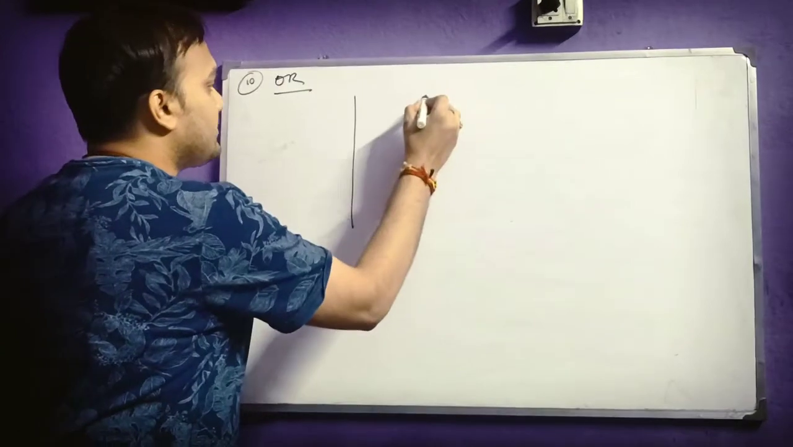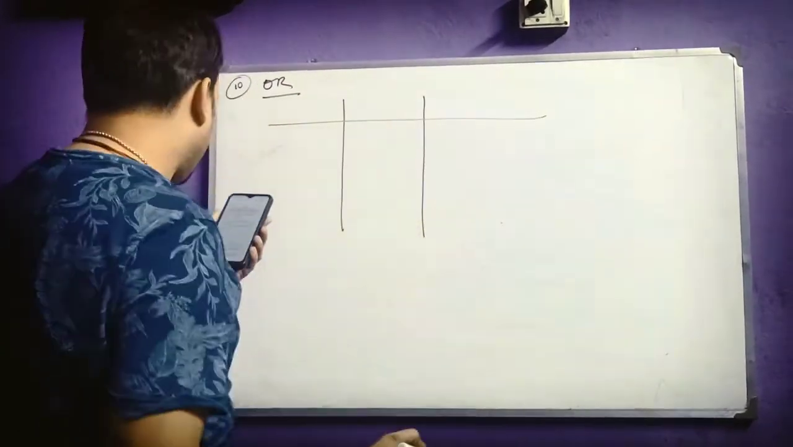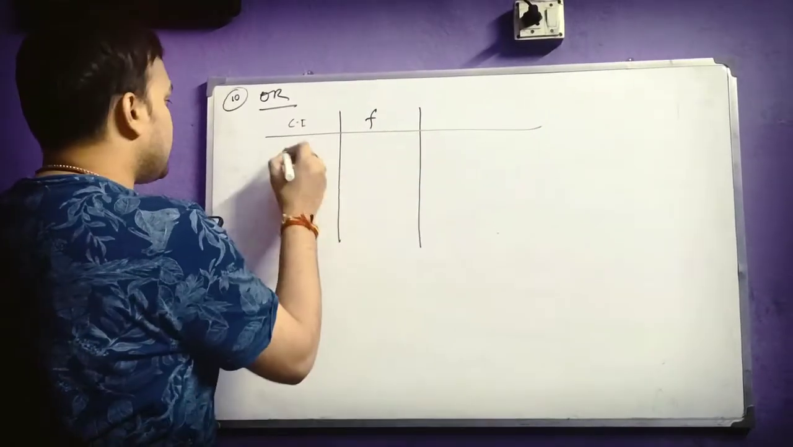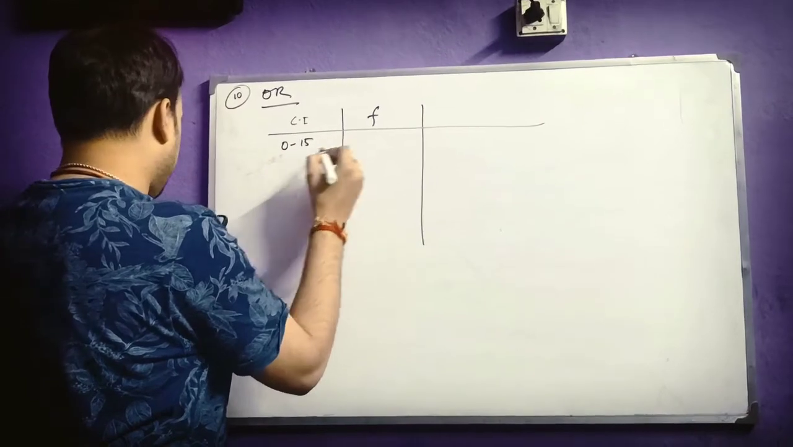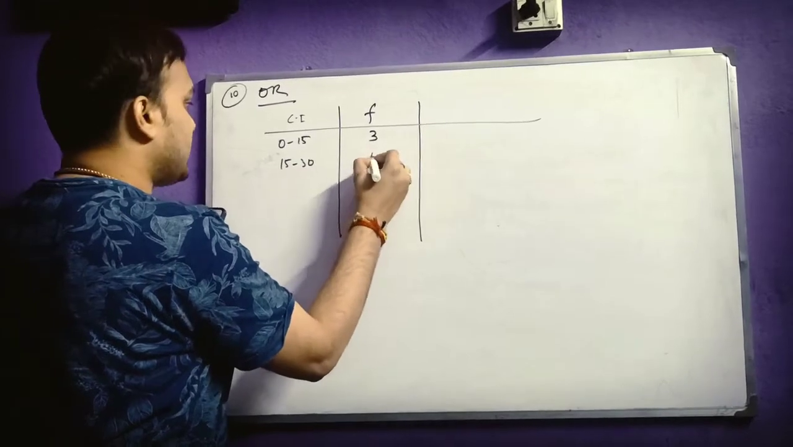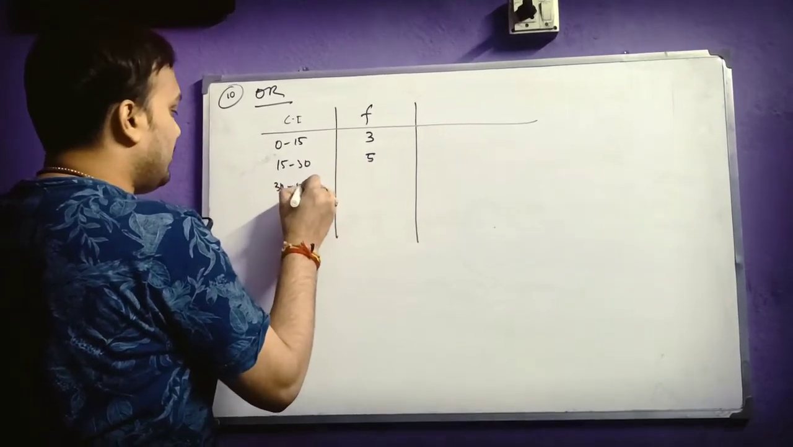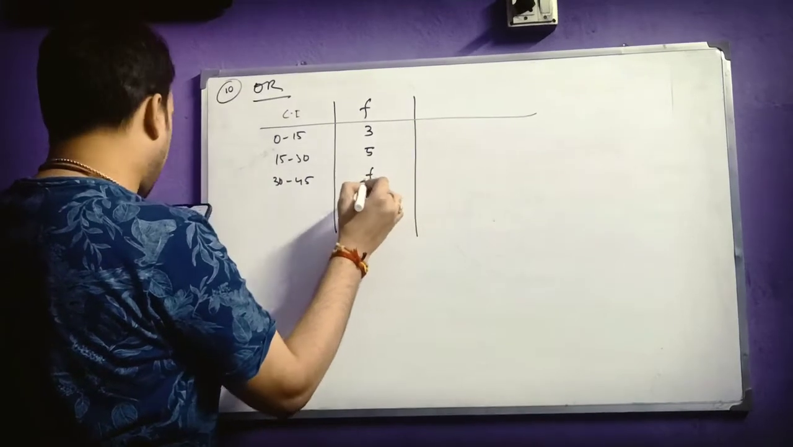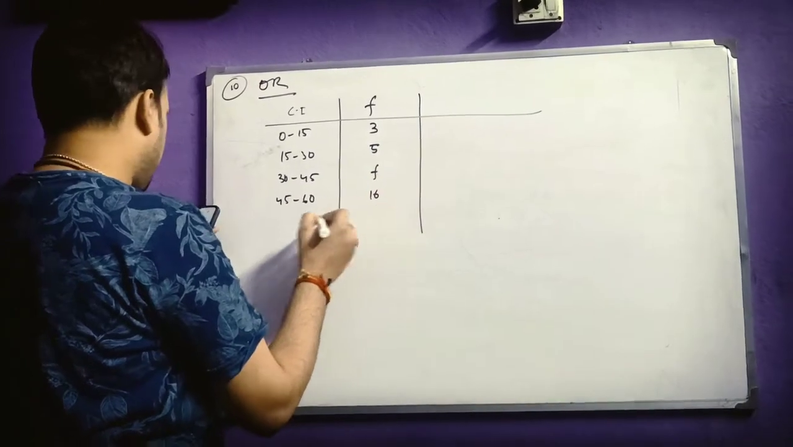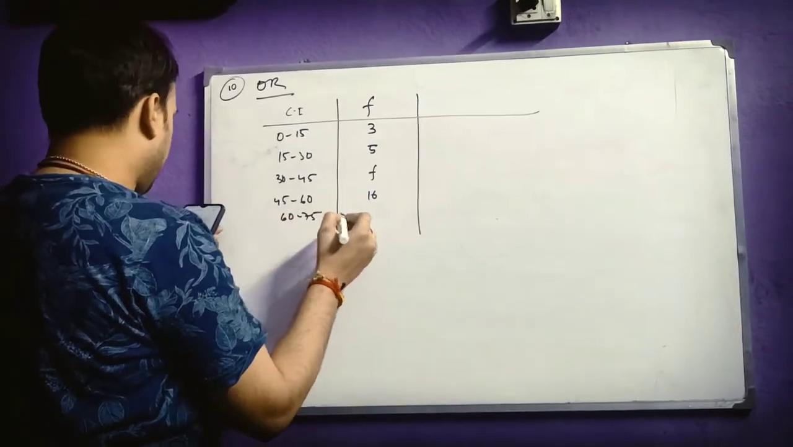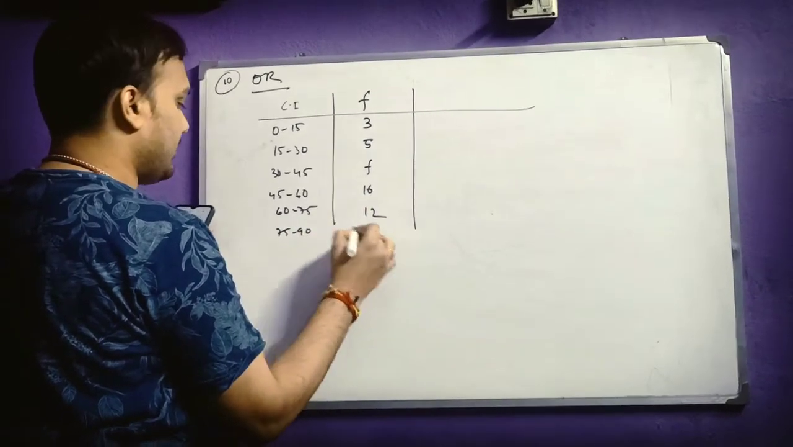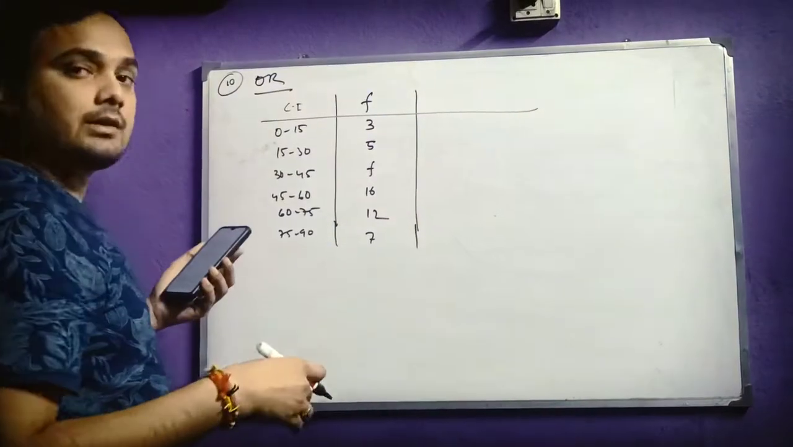So the table will be like this. We have here class interval and frequency. Class interval is 0 to 15, and for this we have frequency 3; 15 to 30, frequency is 5; 30 to 45, frequency is F; 45 to 60, frequency is 16; 60 to 75, frequency is 12; 75 to 90, frequency is 7. So this is a continuous class interval, there is no gap here.